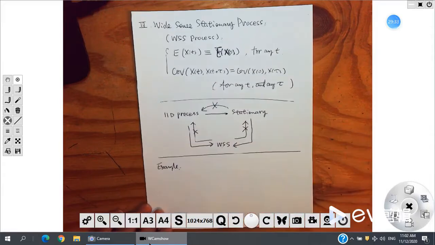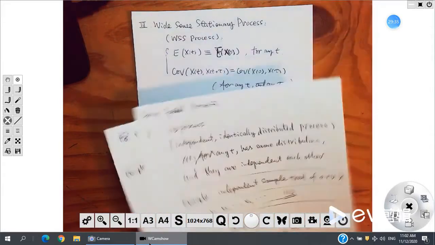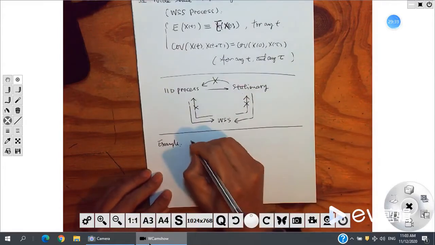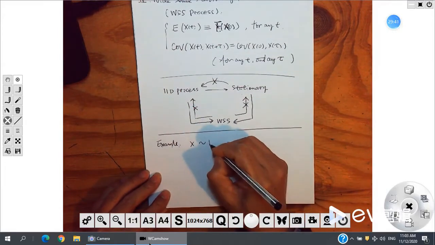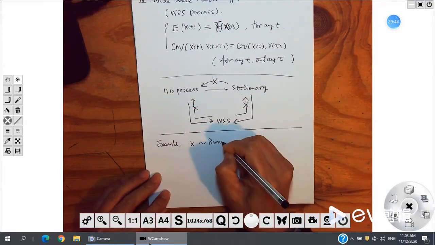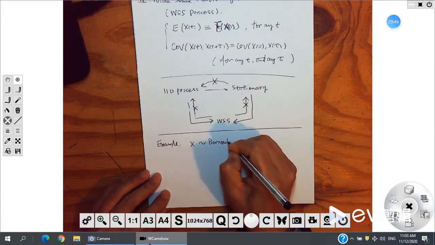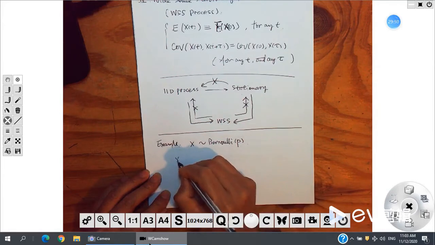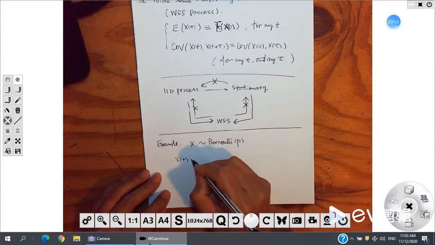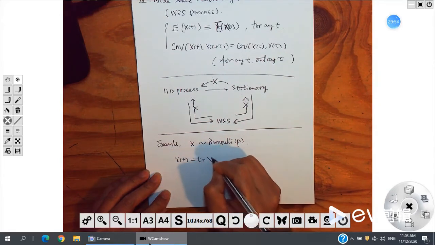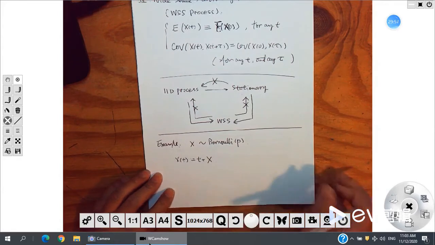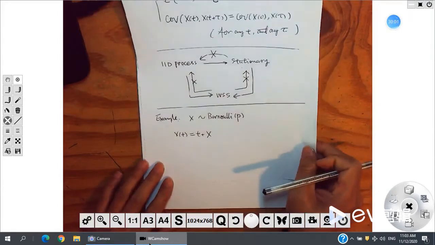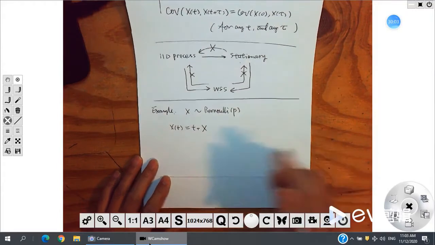Okay, I can use the previous example, right? I have X obey the Bernoulli P, and I have X of t equal to t plus X. Now we have this one. So we can study the features of this one, what kind of information we can have.